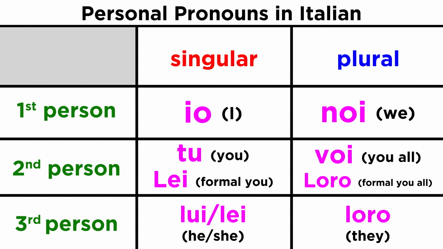We should note that none of these pronouns assume gender except for lui and lei. Technically, these are not even personal pronouns, but rather disjunctive pronouns used with prepositions. But we don't need to get into all that.